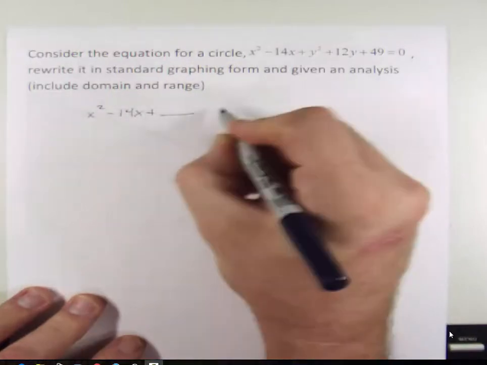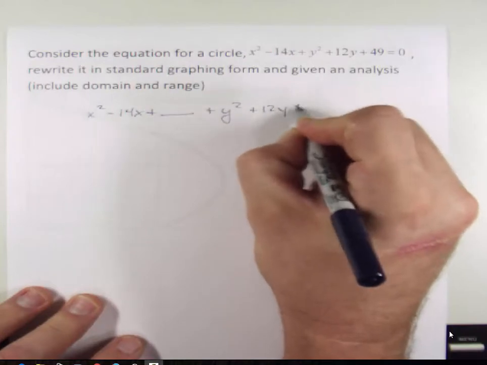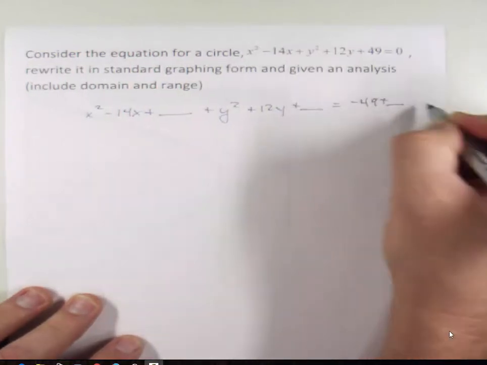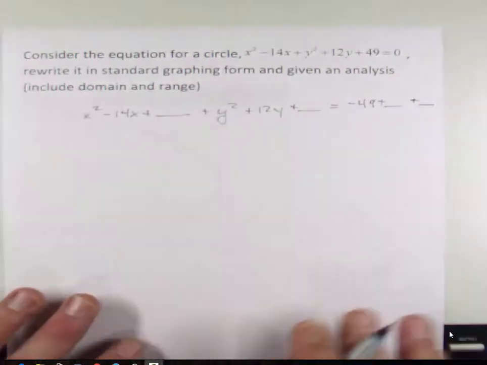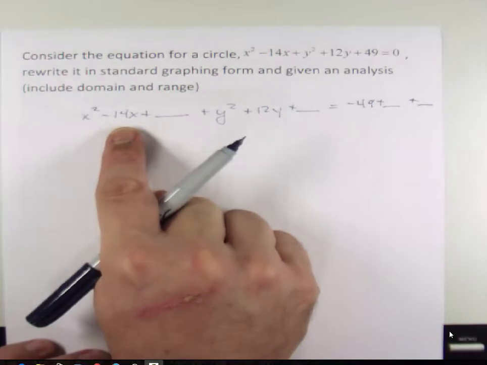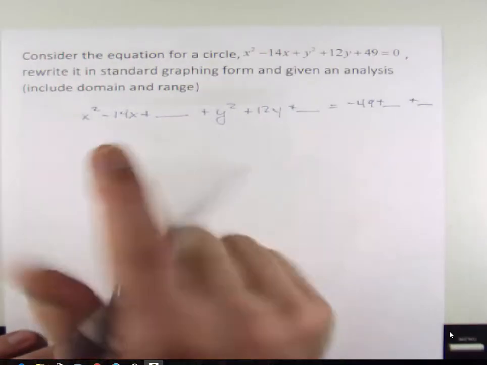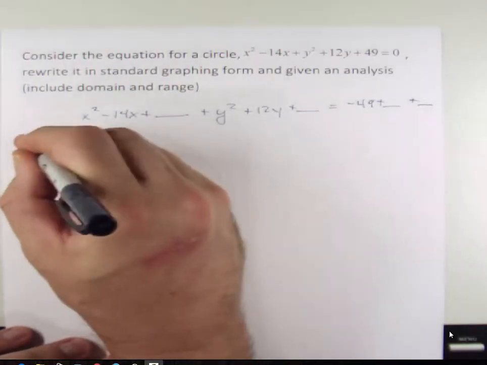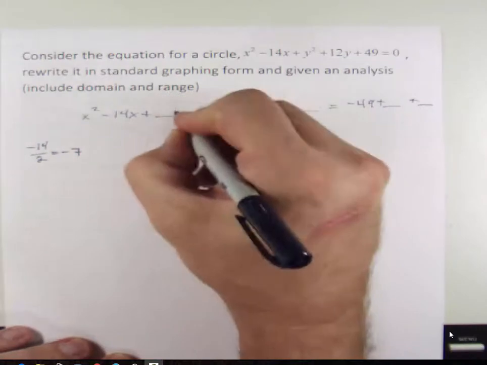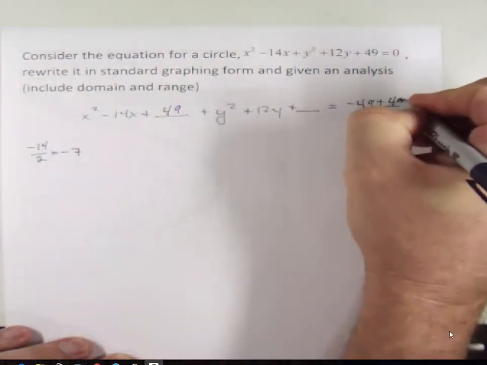So I know I'm going to have to add something to the x's. I know I'm going to have to add something to the y's. And I bring the constant over, and I know I'm going to add two things, one for each. So when I look here at this circle, its linear coefficient for x is -14. I cut that in half. I hope that half of -14 is -7. When I square it, I believe that is 49. So I add 49 to both sides.